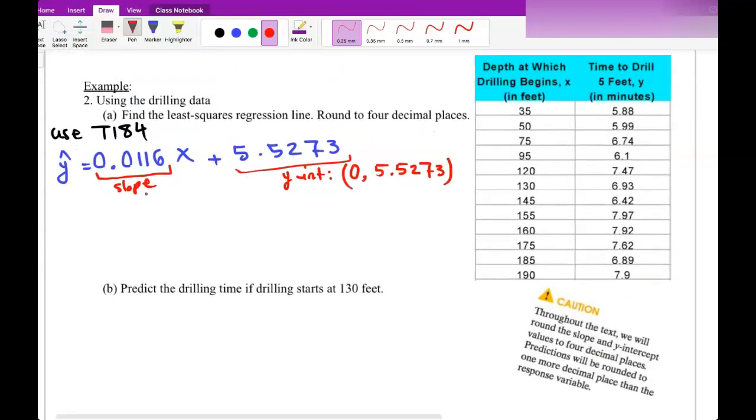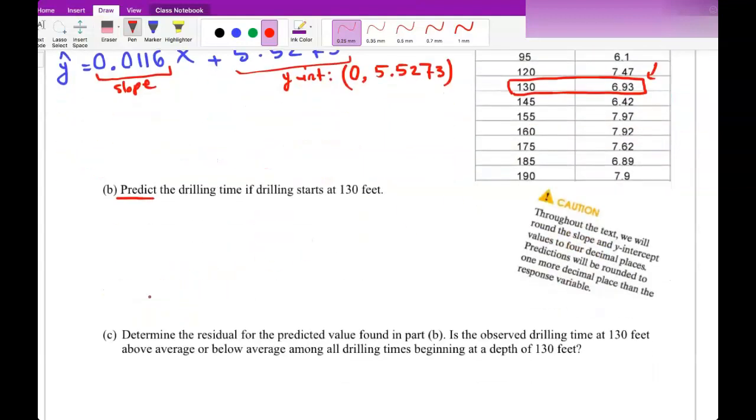Let's see what observed is for that point. Here is what we have based on this table: x is 130 and y is 6.93. So this one is observed. Now here we want to predict based on this point, 130, finding y.